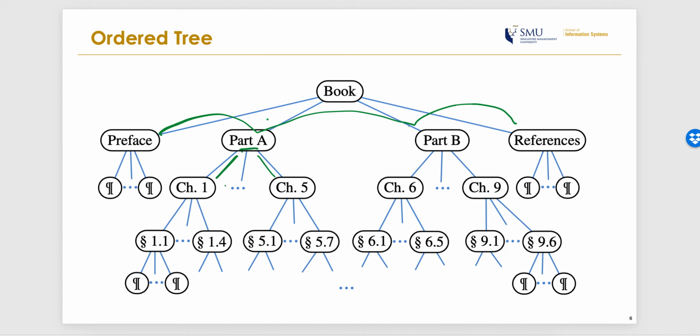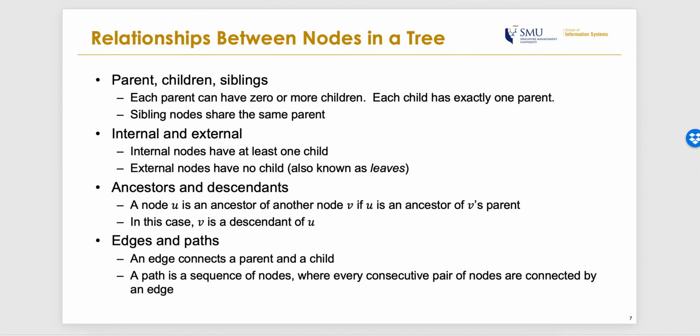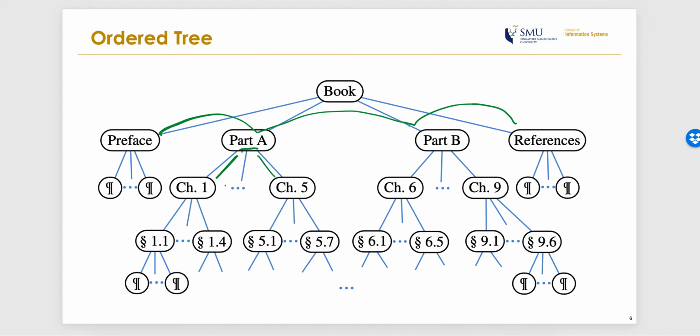Now that we have seen some examples of the different types of trees, different instances, we can take a look at some of the relationships between nodes in the tree. There are several different things here, like the concept of parent, children, and siblings. So if you go back to this particular example, what do we consider to be the parent, for example?